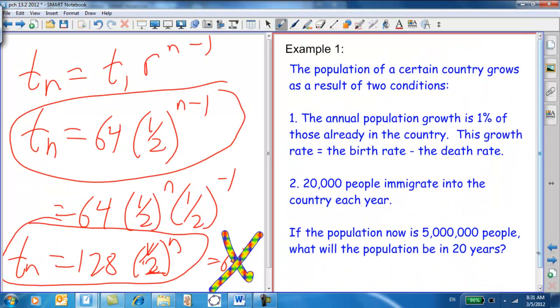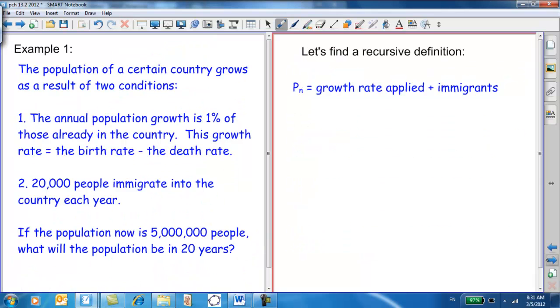Now, the population of a certain country grows as a result of two conditions. The annual population growth is 1% of those already in the country. This growth rate equals the birth rate minus the death rate. But also we have 20,000 people immigrating into the country each year. So the population is now 5 million people. What will the population be in 20 years? So we can come up with a recursive definition.